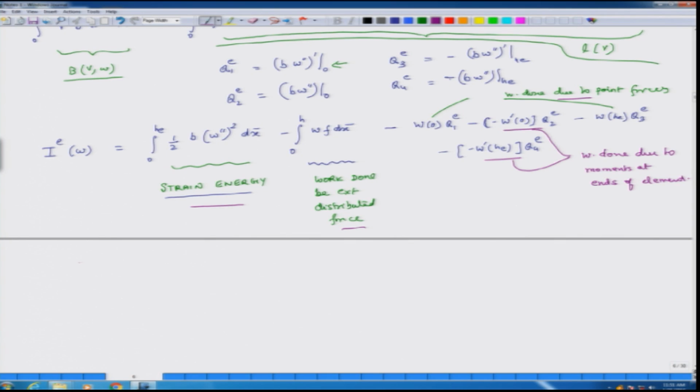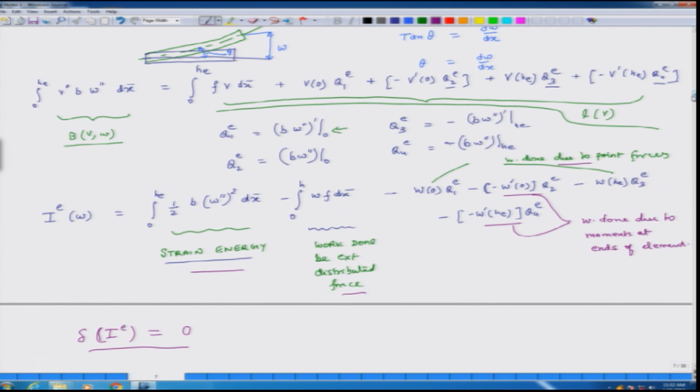and then if I take its variation, and if the system is in equilibrium, then the variation of this has to be equal to 0. And if I take the variation of this thing, if you go back to our earlier lectures on the variational operator, if you take the variation of this entire thing, you will get this entire expression, this equilibrium equation. So what this equation represents is the first variation of I when it is equal to 0.